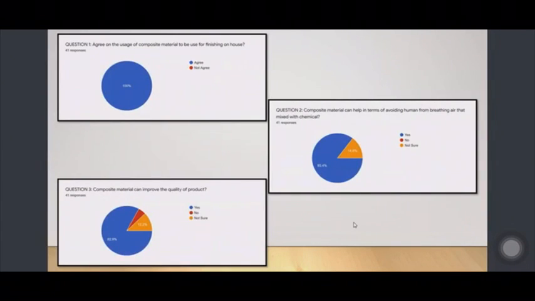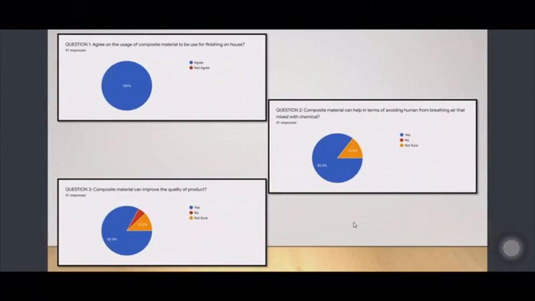From the answers, 41 respondents chose agree, so the use of the composite material is easy for finishing a house. Next question, question 2. From that we observe composite material can help in avoiding humans breathing air mixed with chemicals. From the 41 respondents, 85.4% chose yes because they know that composite material can avoid humans breathing air with a chemical reaction, because composite materials don't have a chemical reaction like the asbestos in the shielding.